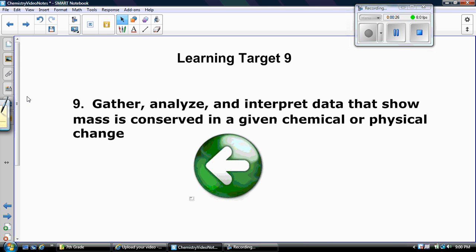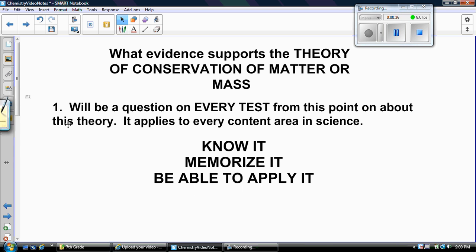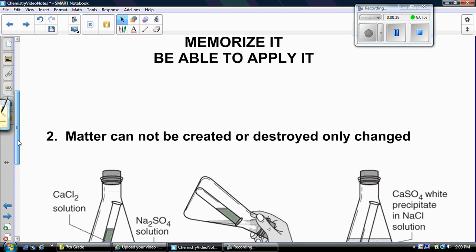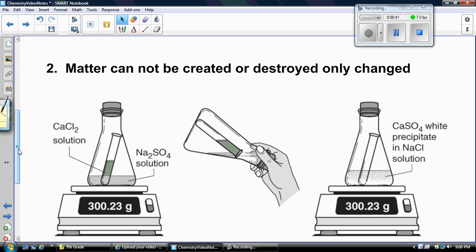So this goes with our learning target number 9. Gather, analyze, and interpret data that show mass is conserved in a given physical or chemical change. Okay, so this theory, we've heard this theory before. Matter cannot be created or destroyed, it can only be changed.